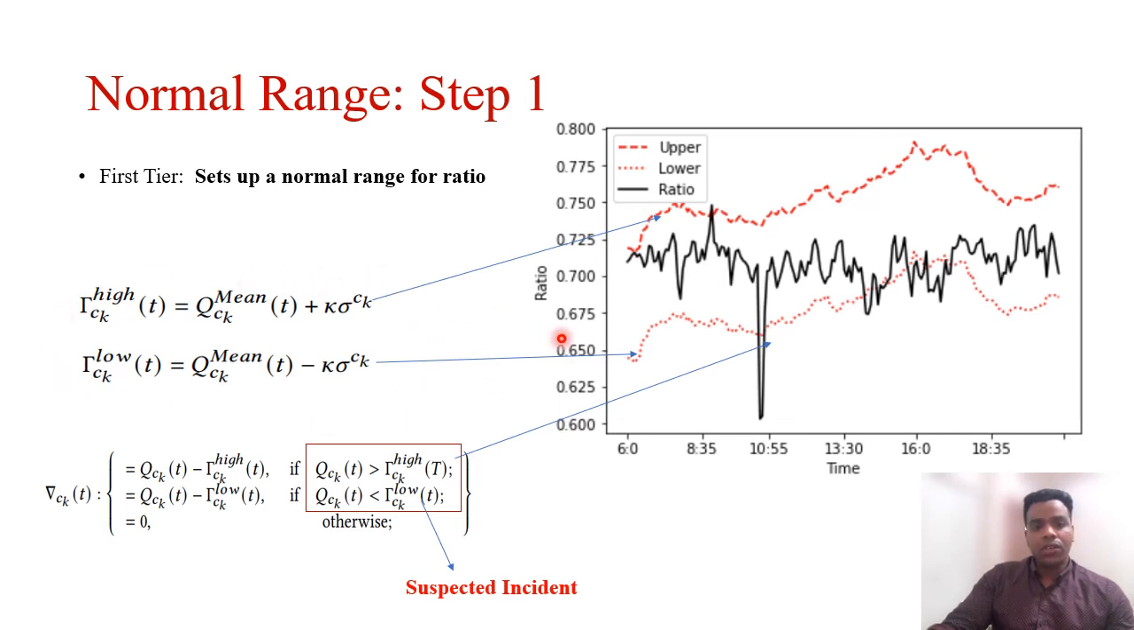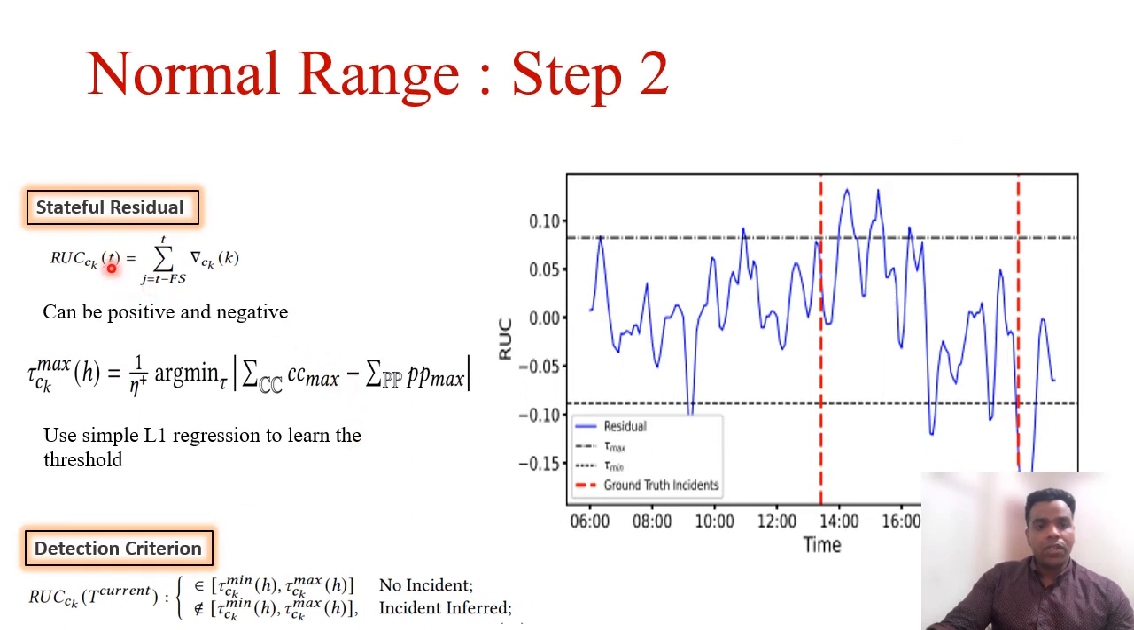After setting up the threshold, we compare the invariant with this threshold, and this comparison gives us some error if there is any deviation. This error means we have a suspect for an incident, and these errors are later used to calculate the stateful residual, which can be positive or negative. Both types of residual are used to learn two types of threshold, one positive and another negative. And this learning process is done through L1 regression.